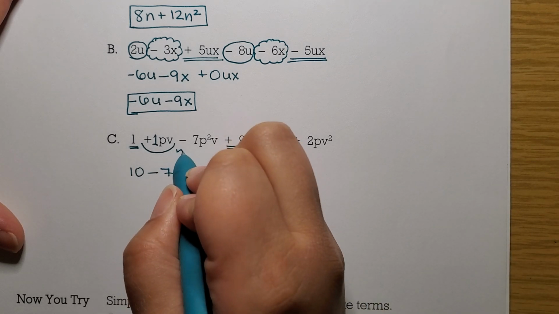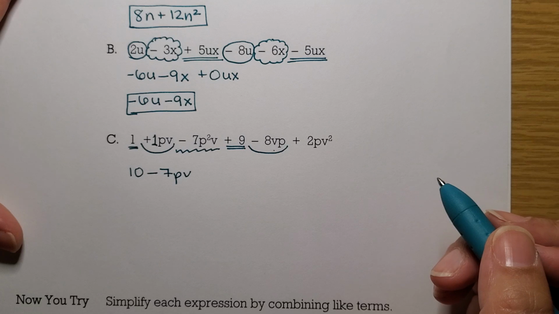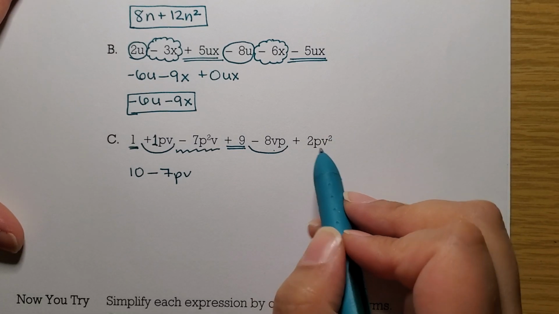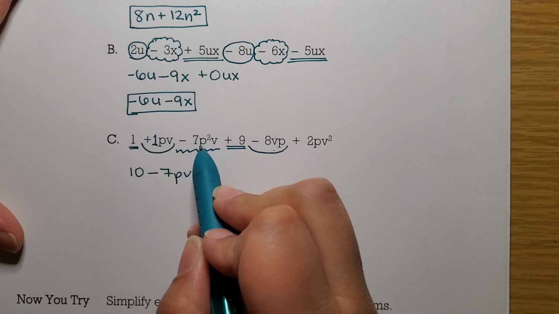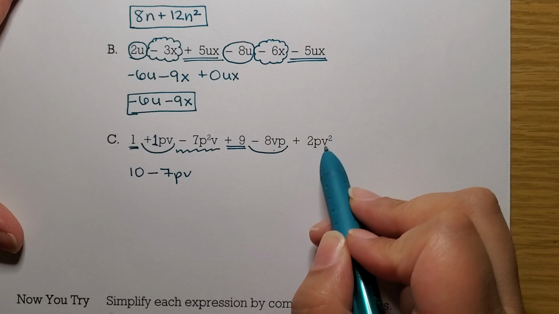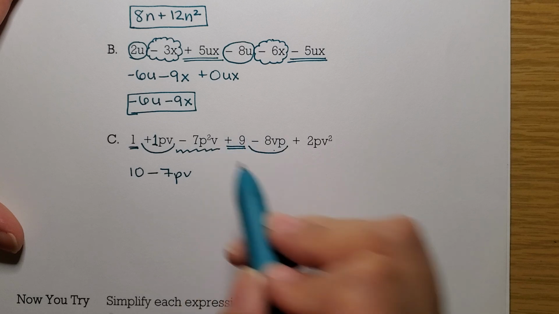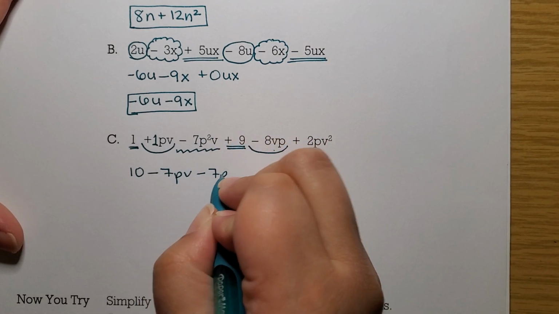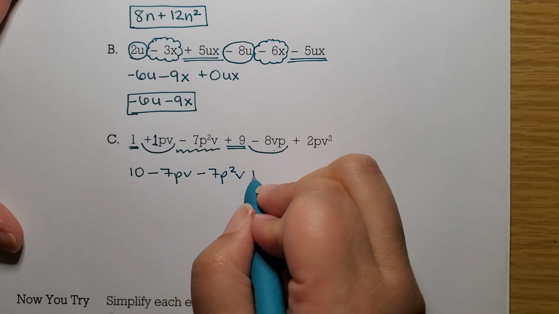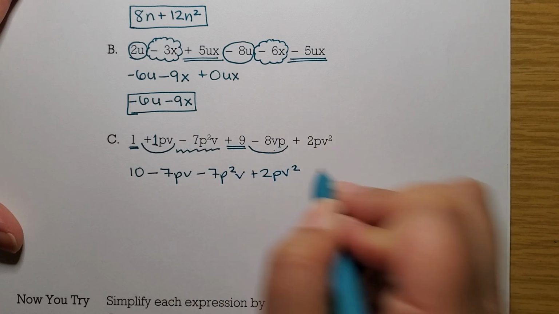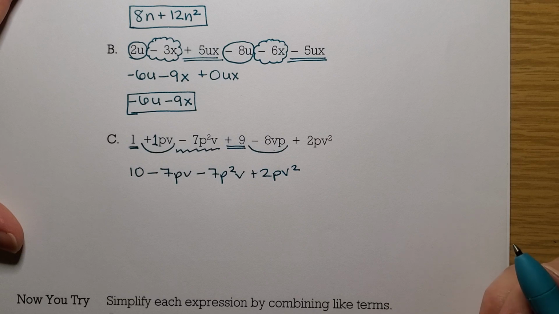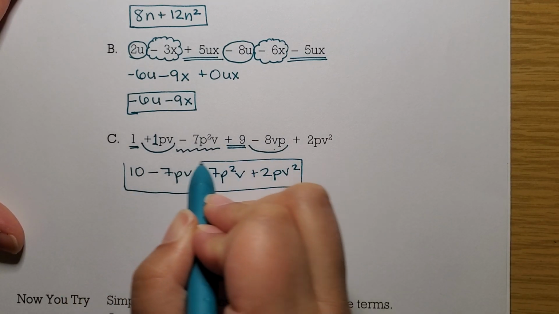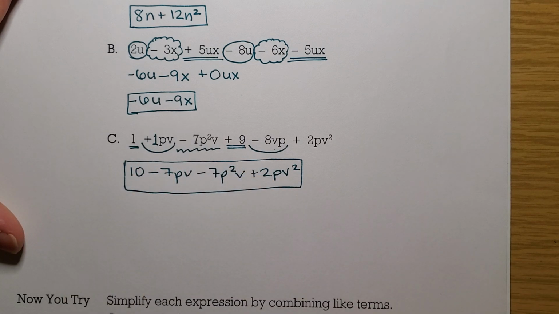Okay, now I have negative 7 p squared v, which is different from this one here. So here the p is being squared, and here the v is being squared. So these two are not like terms. They don't have any buddies to match up with, so we're just going to repeat them. So, it doesn't look like we made this a whole lot simpler, but it's a little bit simpler than it was before.